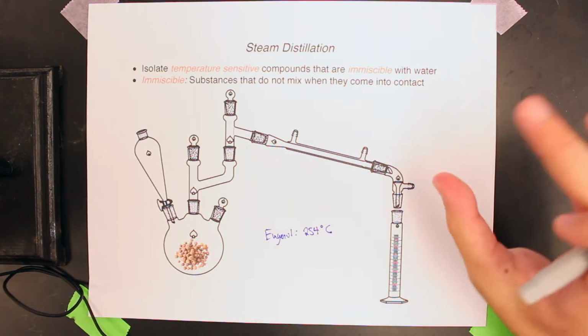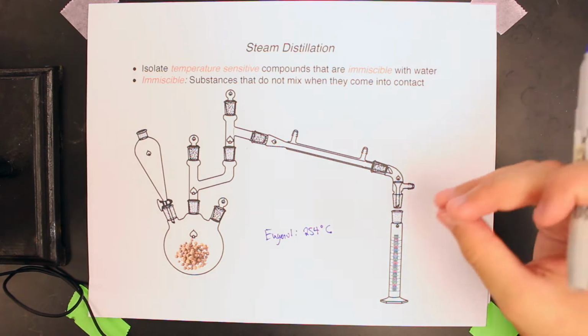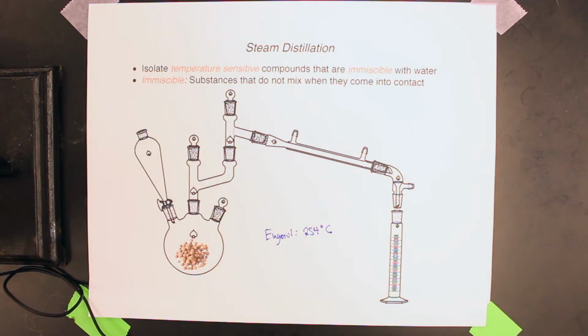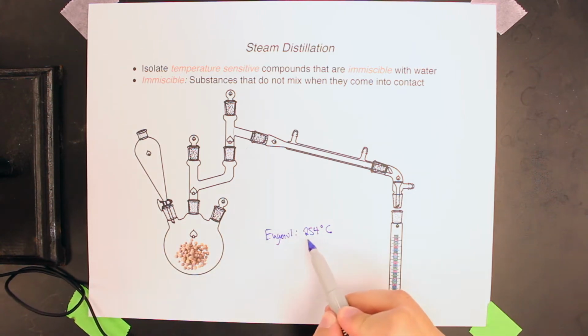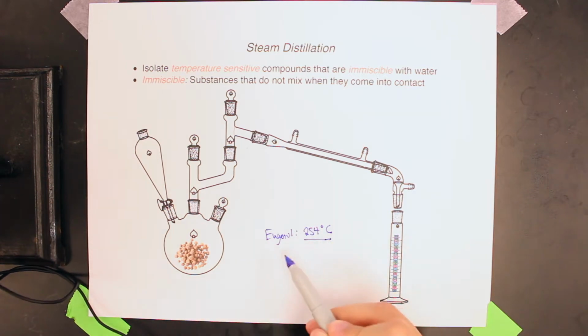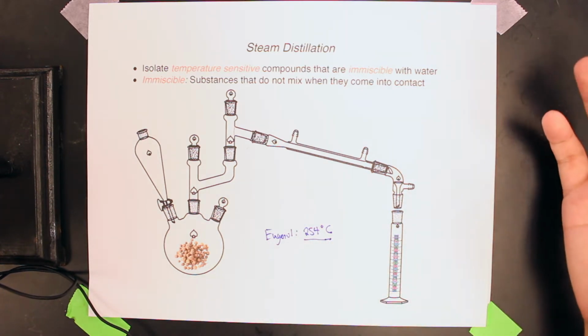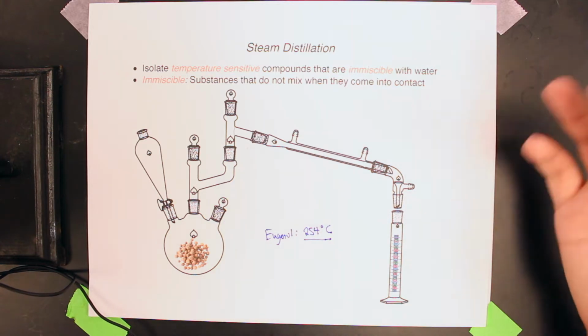So if we took a pure sample of eugenol and mixed it with water, it would separate into a different layer. So if we tried to distill eugenol straight from the allspice without adding any water, we would have to heat it to this temperature, and by that temperature the eugenol molecule might decompose, and obviously we wouldn't want that because it would no longer be eugenol.